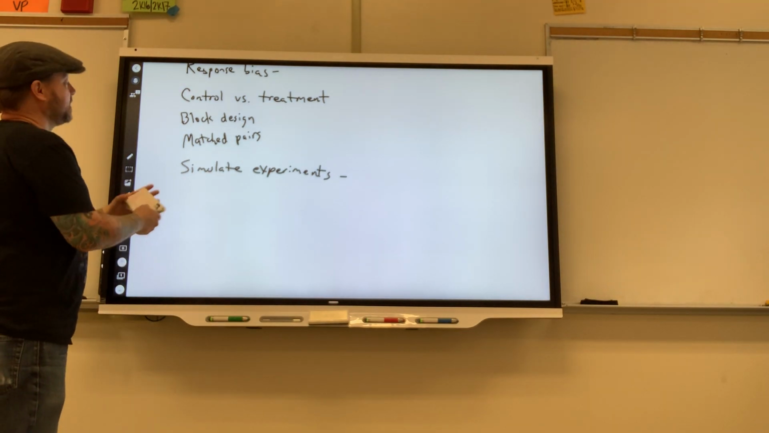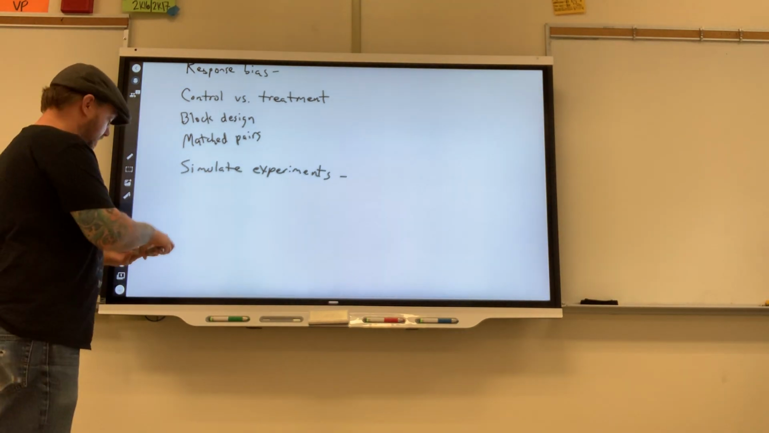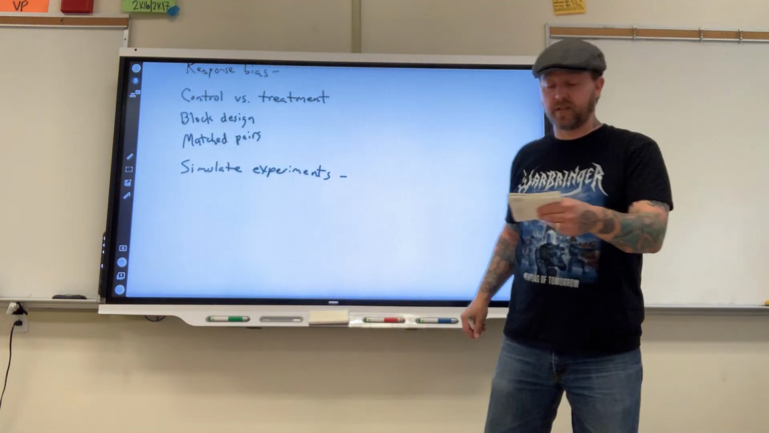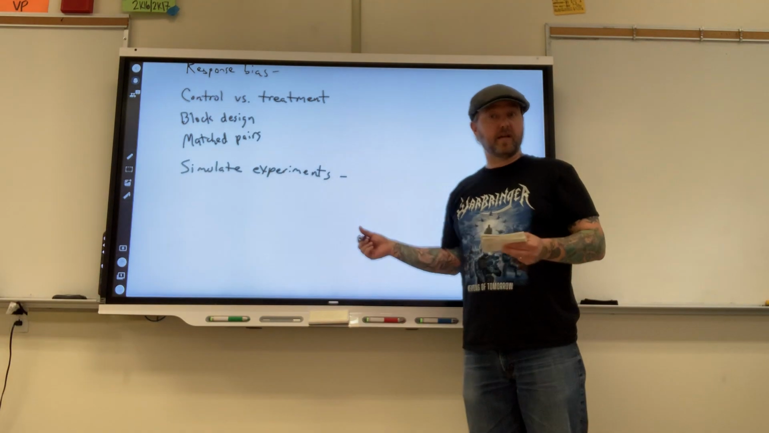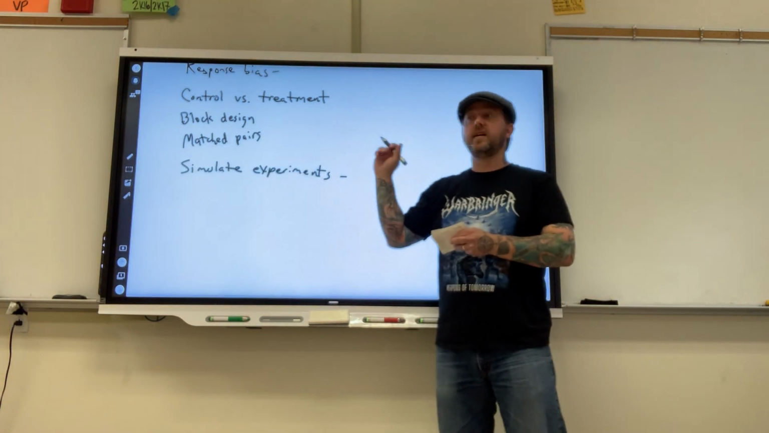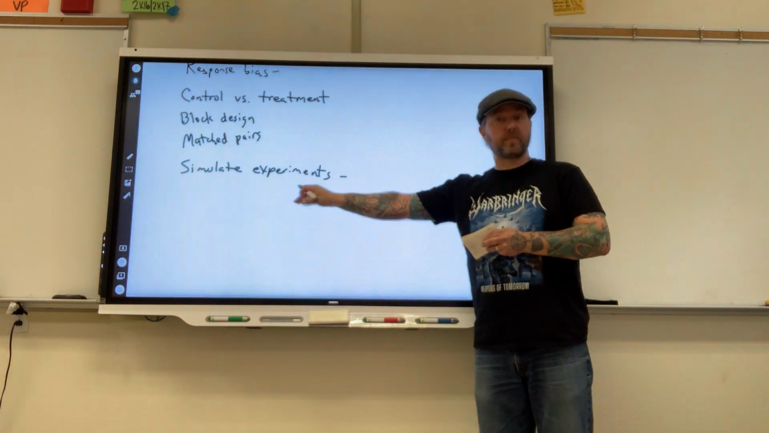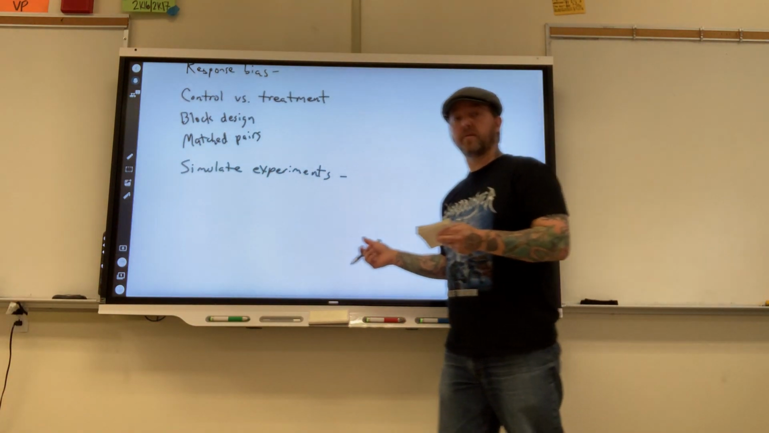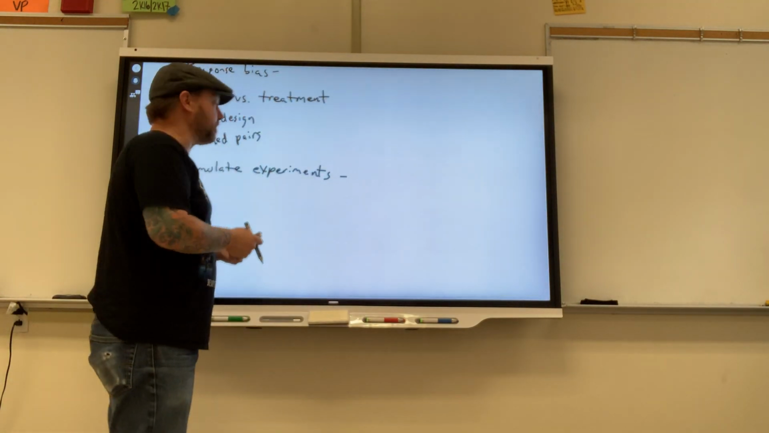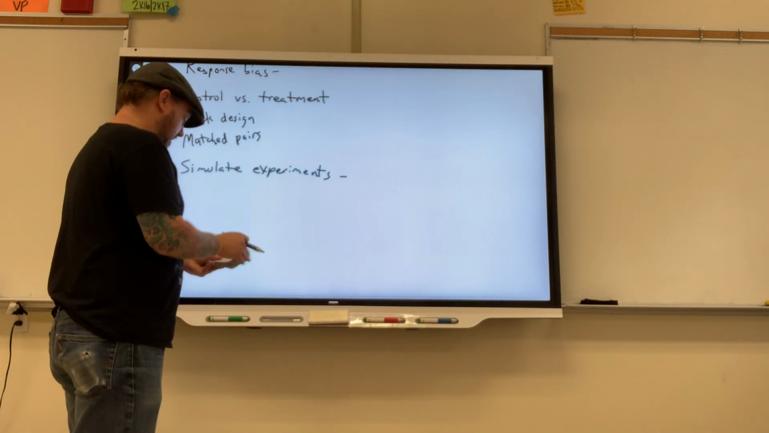Chapter 6, probability. Chance behavior is unpredictable in the short run, but in the long run it becomes very predictable. In the long run, the theoretical probability and the empirical probability should be the same. Theoretical is what's supposed to happen, empirical is what did happen.